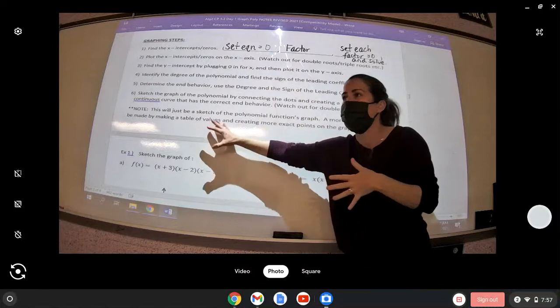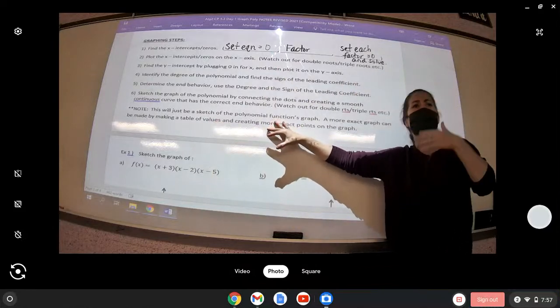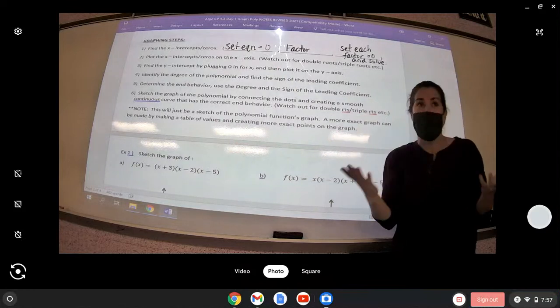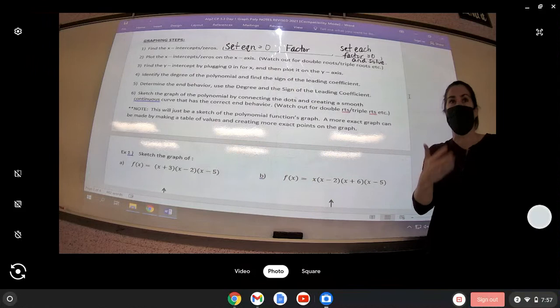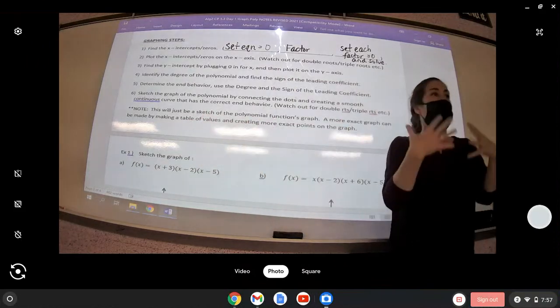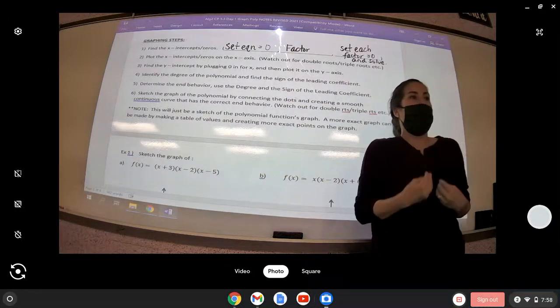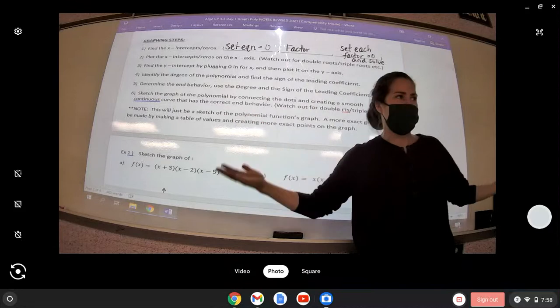And I just want to keep reminding you that this is just a sketch, so my graph could look a little different than yours, but there are certain details that have to be the same, okay? If you wanted to create a more exact graph, then you just have to create more exact points. Plug more x values in, get more y values out, and you can literally create all the exact points on the graph that you want.